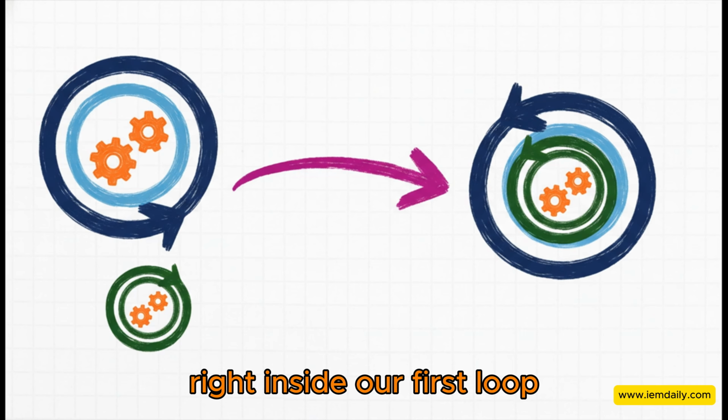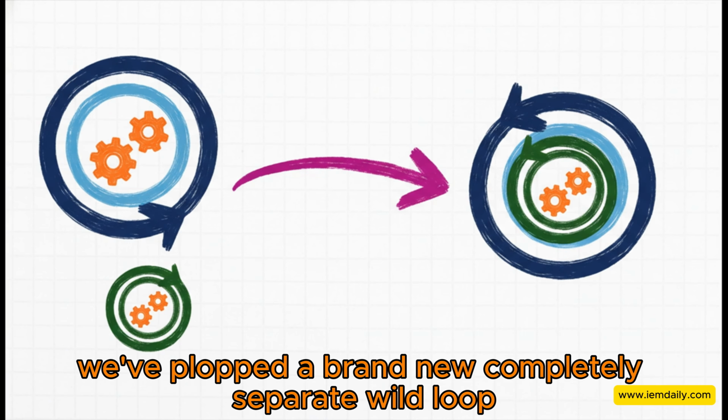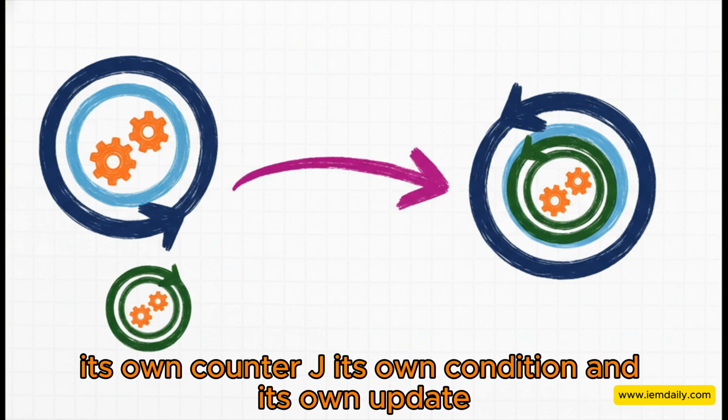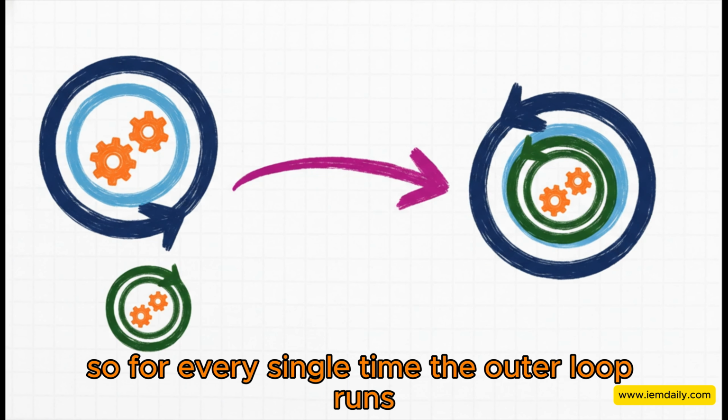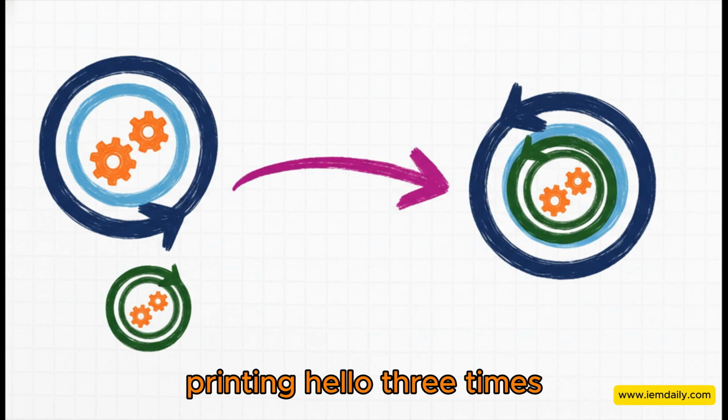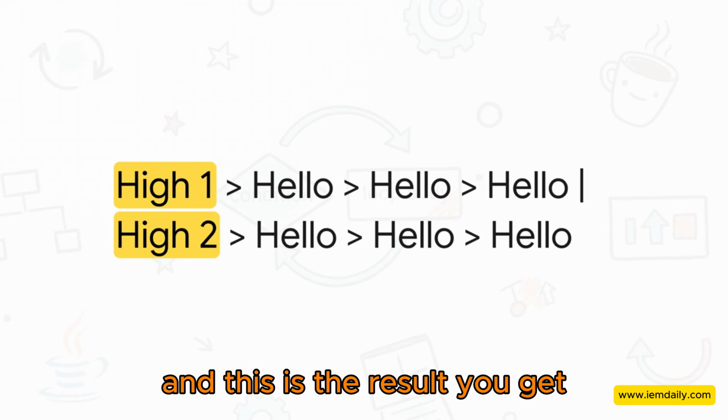Right inside our first loop, the one controlled by I, we've plopped a brand new, completely separate while loop. And notice it has its own 3 keys, its own counter J, its own condition, and its own update. So for every single time the outer loop runs, this inner loop is going to run its full course, printing hello 3 times. And this is the result you get.